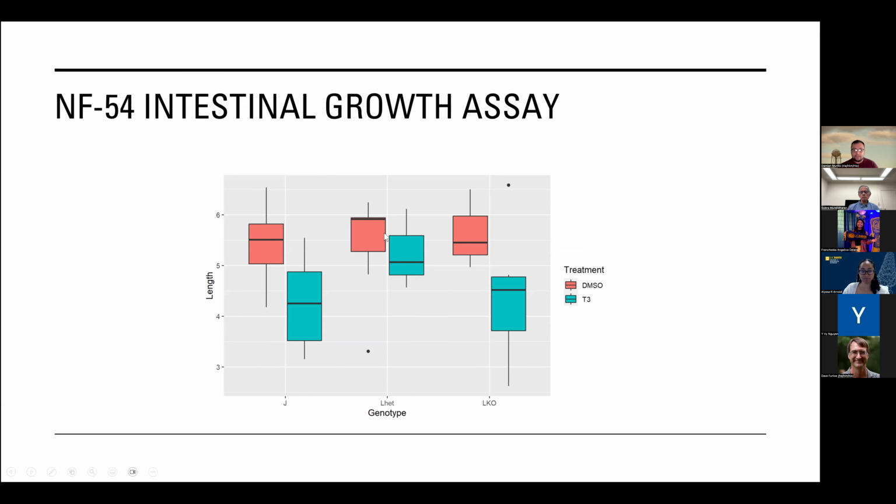And with the L hets, we also see that going on. So you have reduction in length with the addition of T3. Now, what was really strange to me was in the knockouts where they shouldn't be able to respond to T3, they still responded to T3.